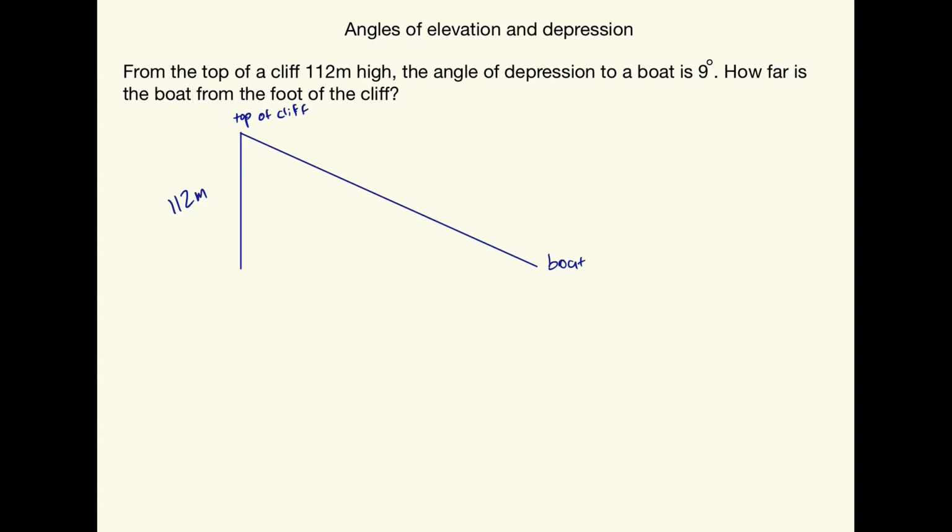Okay. Now it says the angle of depression to the boat is 9 degrees. Whenever you are asked to draw or describe an angle of depression, you always must draw a horizontal line. So let's draw a horizontal line. I'll use a green stylus here, and from the top of the cliff, I'm going to draw a horizontal line. Alright, from the top of the cliff, I've drawn a horizontal line.